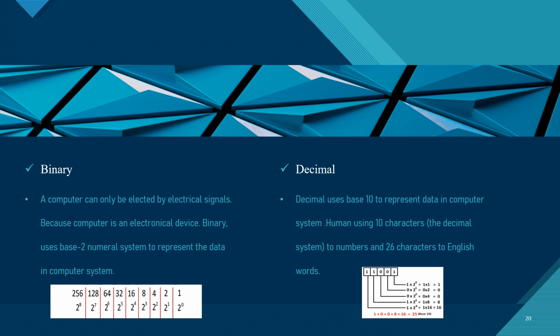And the second one is decimal. Decimal uses base 10 to represent data in a computer system. Humans use 10 characters for numbers and 26 characters for English words.